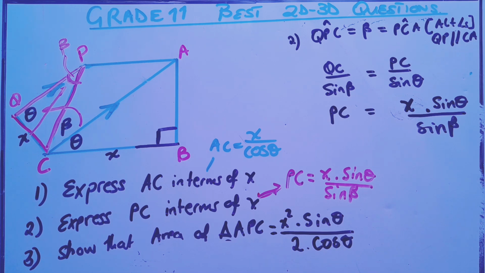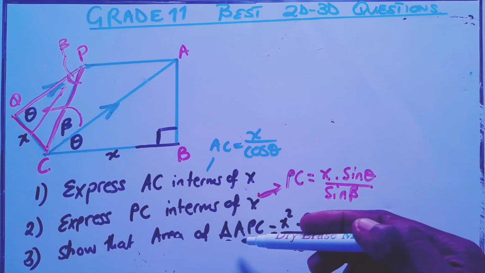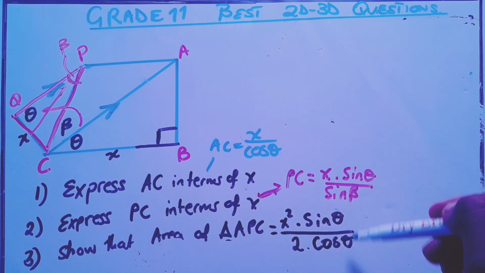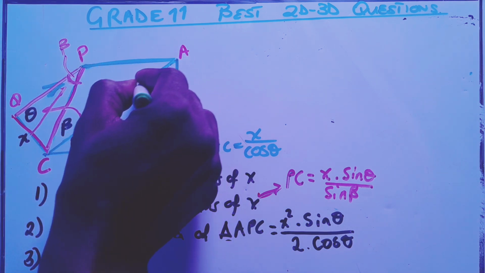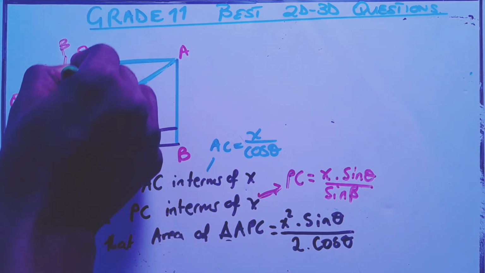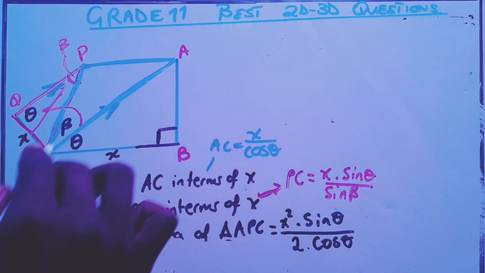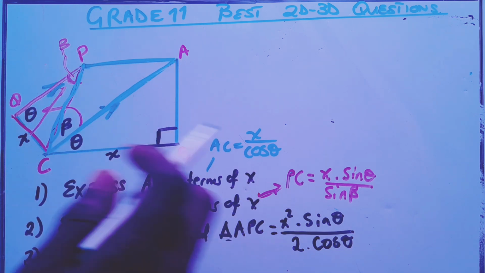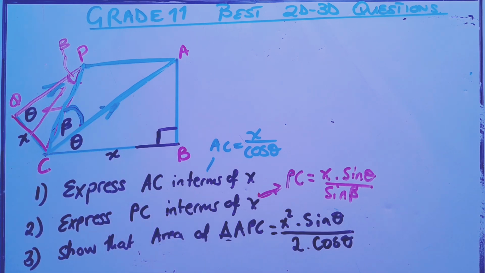Okay, so let's go on to number 3. So this question is saying we must show that the area of triangle APC is equal to that, right? So where is triangle APC? This is triangle APC right there. And again, it is not a right angled triangle, so it means that we must use the area rule. But using the area rule now becomes so simple because AC we are having it already, PC we are having it already, and we're also having the included angle. So let's find the area using the area rule.